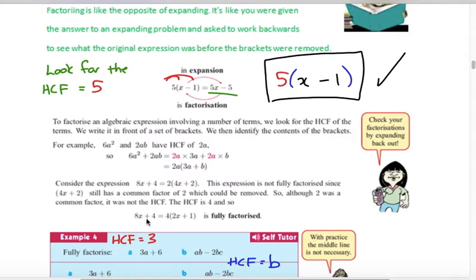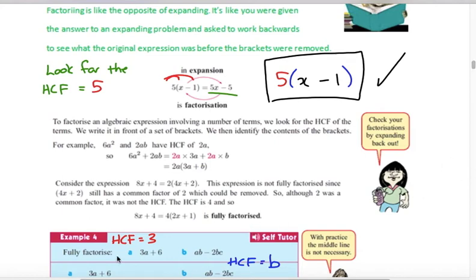So the expression 8x plus 4, the highest common factor is 4. So you write 4 out the front, you open up your brackets, and then you think 4 times what makes 8x, and then it's 2x therefore. 4 times what makes 4, so it's 4 times 1 is 4. So sometimes people forget the fact you can have a 1 there. So that's what we call fully factorized.